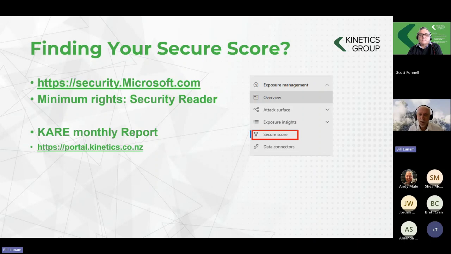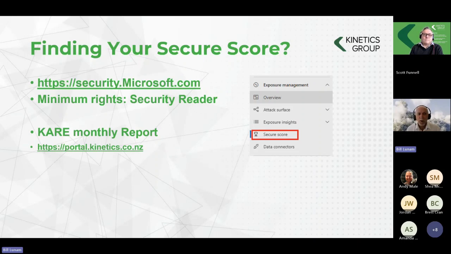We start off with where you find your Secure Score. Secure Score is in your Microsoft 365 tenancy. Now, it does actually require special rights to see it, the minimum rights being a security reader. And a lot of people may not have that in their day-to-day account. So if you can't find it on the link that I've got there, then you may need to ask us to help you get it or to get access to it for you.